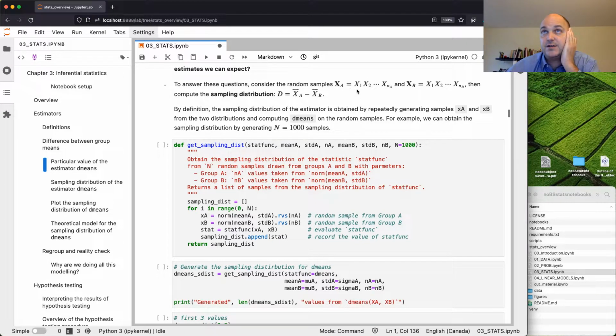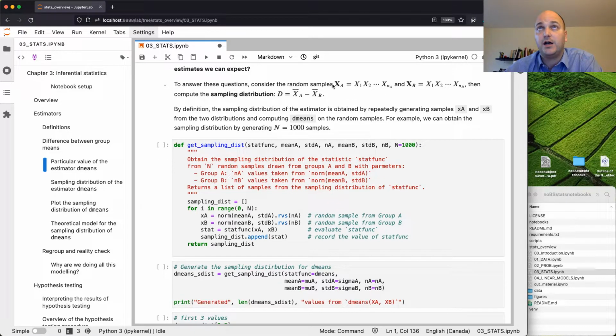Capital X A is a sample of size NA, and capital XB is another sample. Now what does this do? This means it is not one sample, it's a random sample. It describes the scenario where I repeatedly take new and more samples over time.